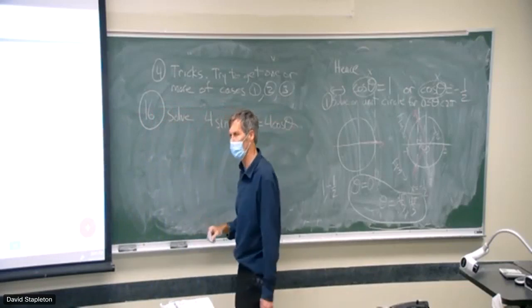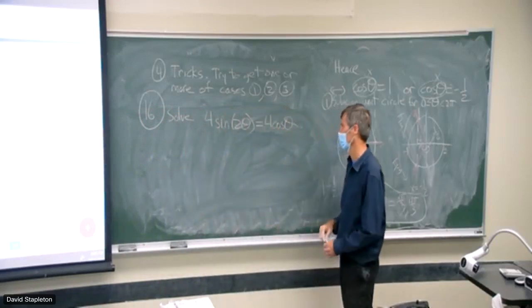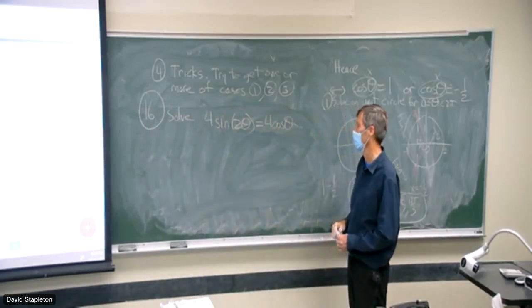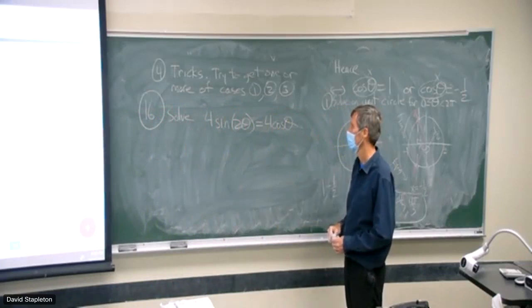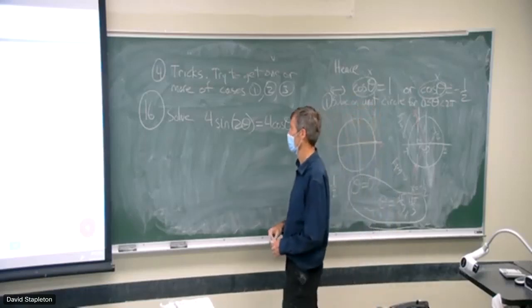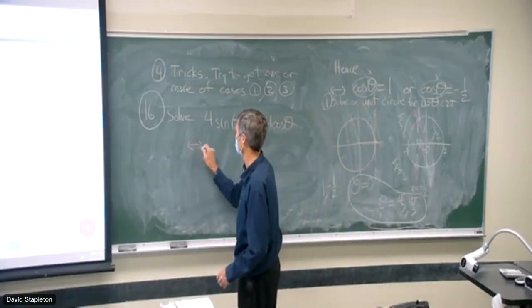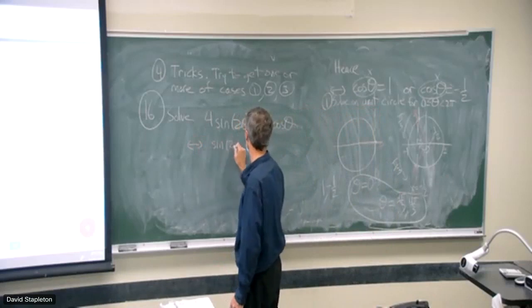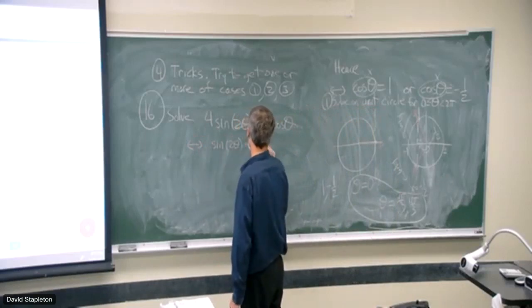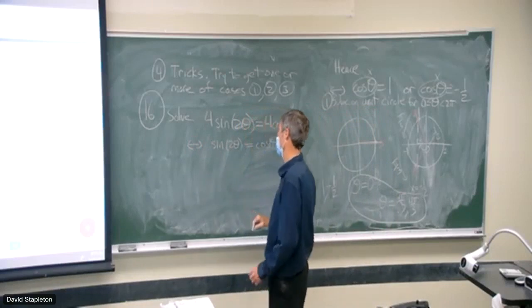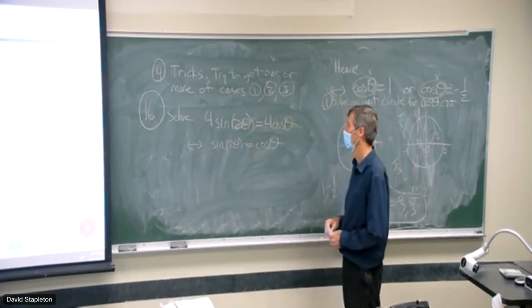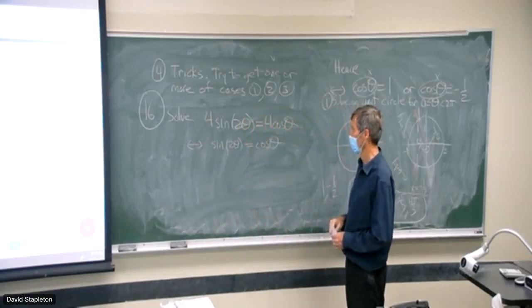Sometimes you can guess these angles by plugging in. This one you might be able to guess some of the solutions. How can I solve that? There's a bunch of ways, and some of them are a little dangerous. One thing we could do is divide by 4, right? Just call that sine 2 theta equals cosine theta, right? All right. Now what can I do?